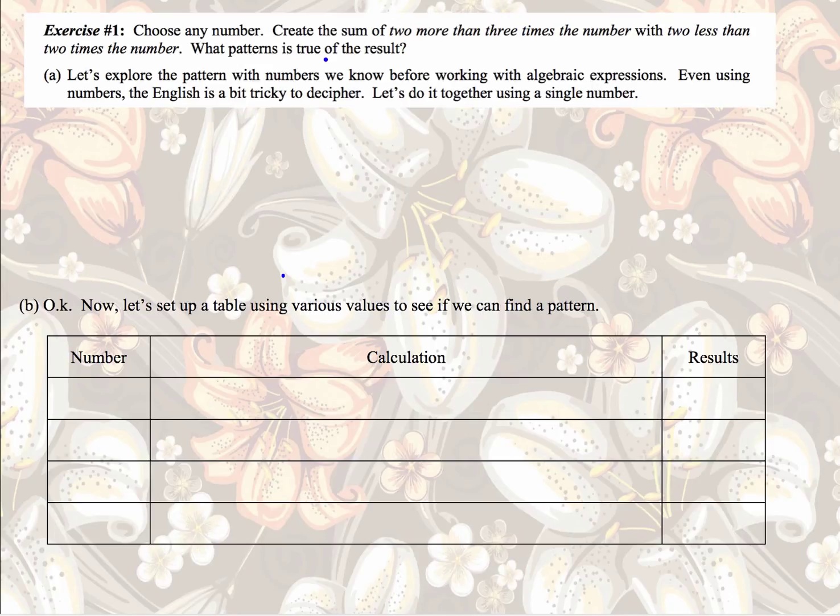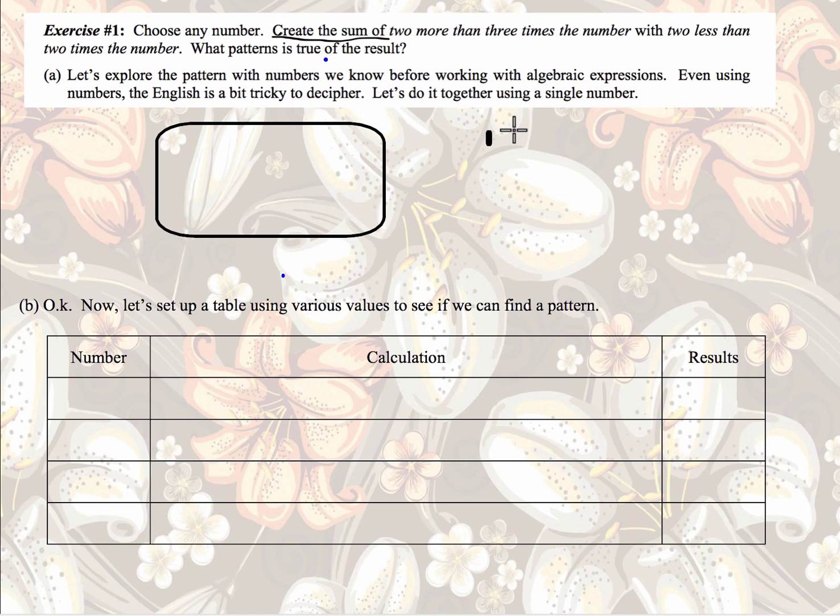So, as we start reading, it says, choose any number. Create the sum of 2 more than 3 times the number with 2 less than 2 times the number. Whoa, wait a second. That's a lot, so let's break it down. First of all, it said create the sum of. So we have to understand that there are 2 numbers being added. So I'm going to take a little box, and that's going to represent where I'm going to put the first number.